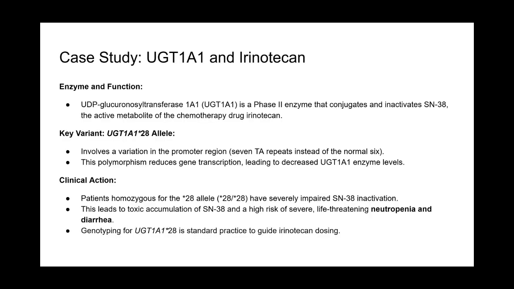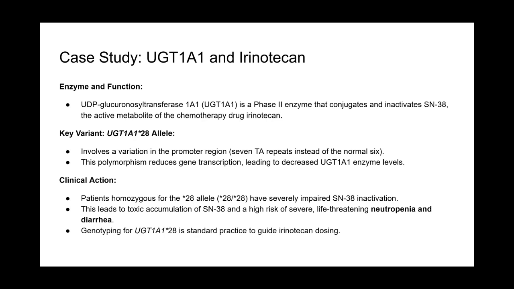The enzyme UDP-glucuronidyltransferase 1A1, encoded by the UGT1A1 gene, is a phase II metabolizing enzyme responsible for conjugating and activating various compounds, including bilirubin and SN38, the active metabolite of the chemotherapy drug irinotecan. The most well-known variant is UGT1A1*28, which involves a variation in the number of TA repeats in the gene's promoter region.